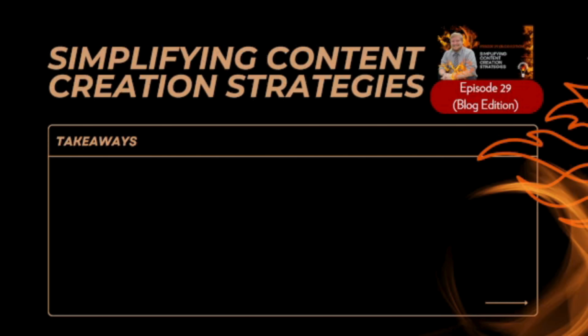Let's start with the first one, simplifying content creation strategies. You need to make sure that your content is audience centric. Make sure they're always writing or producing whatever you're producing with your audience in mind. Get to know their interests, their likes, and their dislikes, so that you can put out what best works for you and your audience.